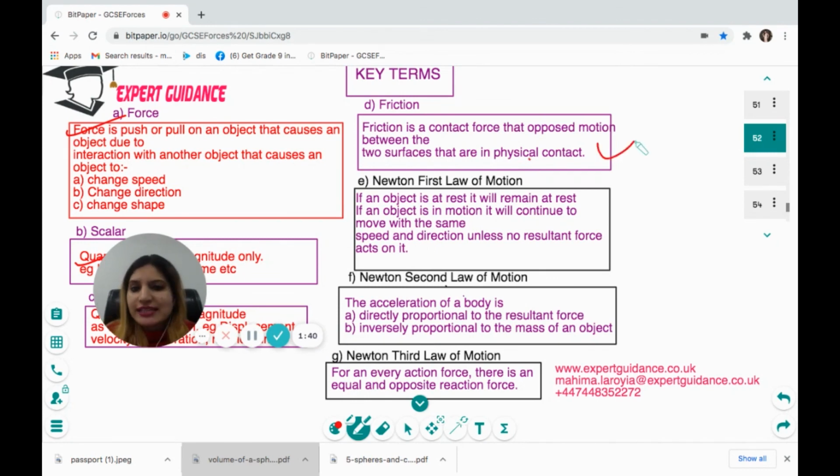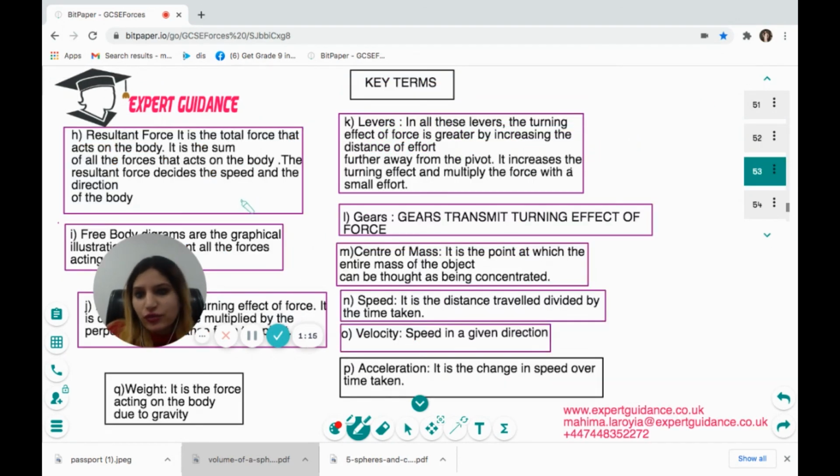Newton's first law says that if an object is at rest, it will remain at rest, or if it is in motion, it will keep on moving with the same speed and direction unless a resultant force acts on it. Newton's second law is force equals mass times acceleration, which says acceleration of a body is directly proportional to resultant force and inversely proportional to the mass of an object. And Newton's third law says that for every action force there is an equal and opposite reaction force.